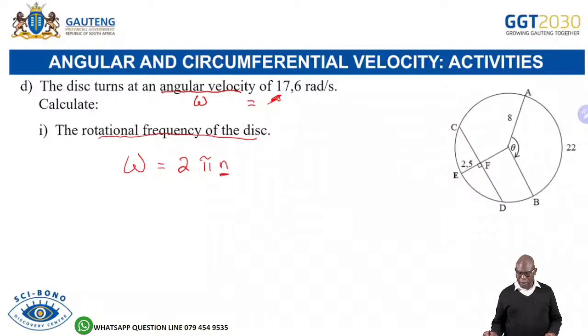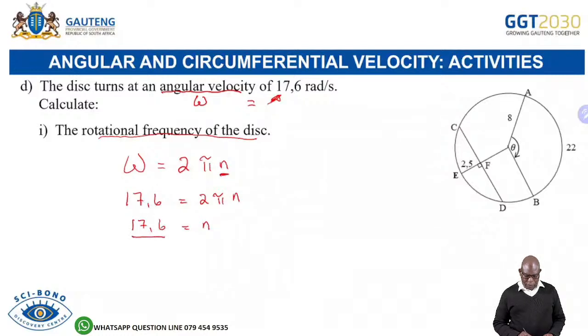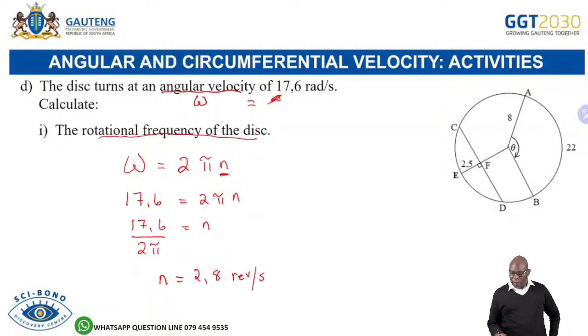Right, so now how am I going to get the n here? So I'm going to say this is given, 2 pi n, that's what I want. So I need the n. So it's going to be 17,9 all divided by 2 pi, and the n value will be, calculator, 2,8 revolutions per second. Okay, so the number of rotations will be 2.8 revs per second, because that is given in seconds. Right, no need to convert there. Okay.